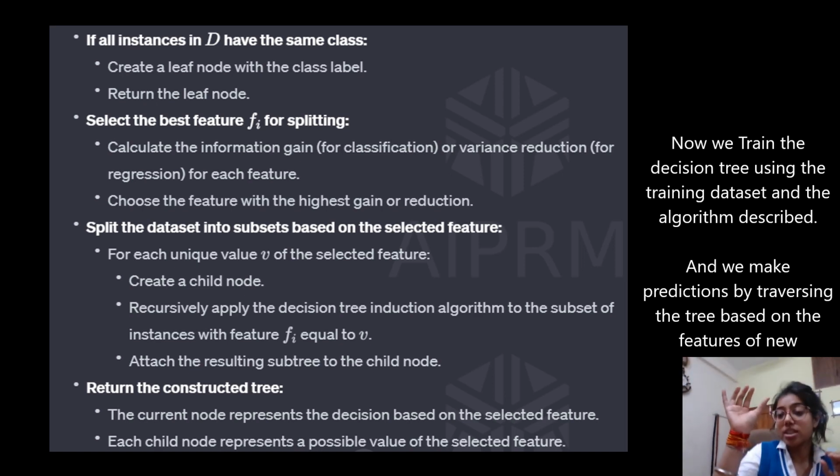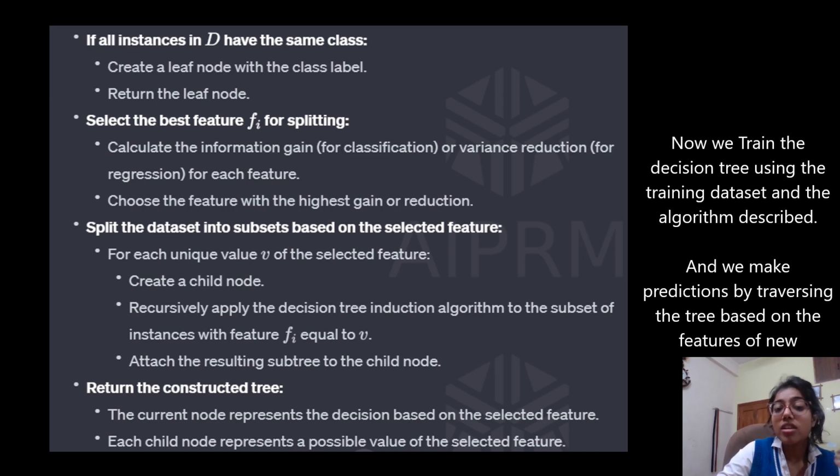So the top of the decision tree is the best feature that starts the splitting. Calculate the information gain or variance reduction for each of those features. Choose the feature with the highest gain or reduction. Split the dataset into subsets based on the selected feature. For each unique value v of the selected feature, create a child node.